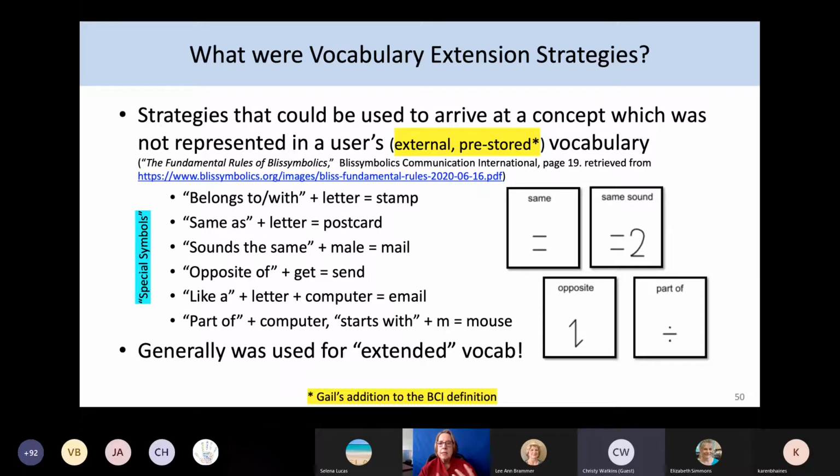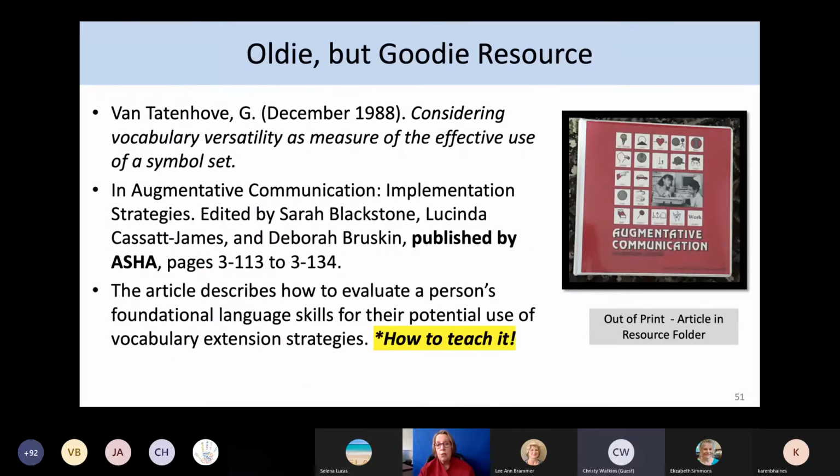And so we systematically provided these types of symbols on a kid's manual board and taught them how to use them strategically. Generally used mostly for extended vocabulary, because we tried to give them as much robust core as we could. We knew on a manual board we could give them all the many symbols they needed for all that possible extended vocabulary. So the roots of this go back a long way, back in December of 1988, and this has long since been out of print.